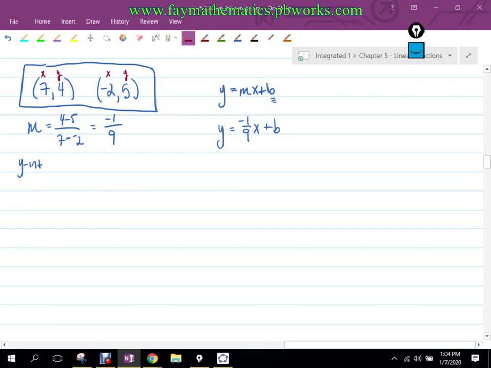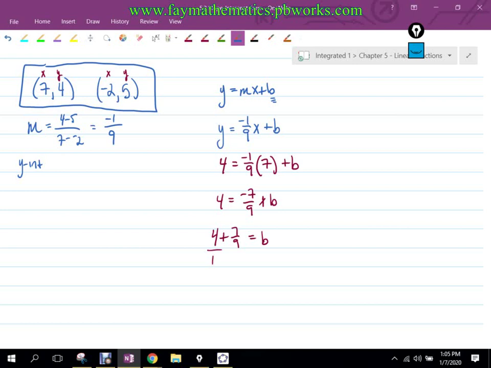So, let's just plug in y to be 4 and x to be 7, and we'll add b. Okay there, everyone? So it's going to give me 4 is equal to negative 7/9 plus b. I'm going to add 7/9 to both sides, and that will give me b.